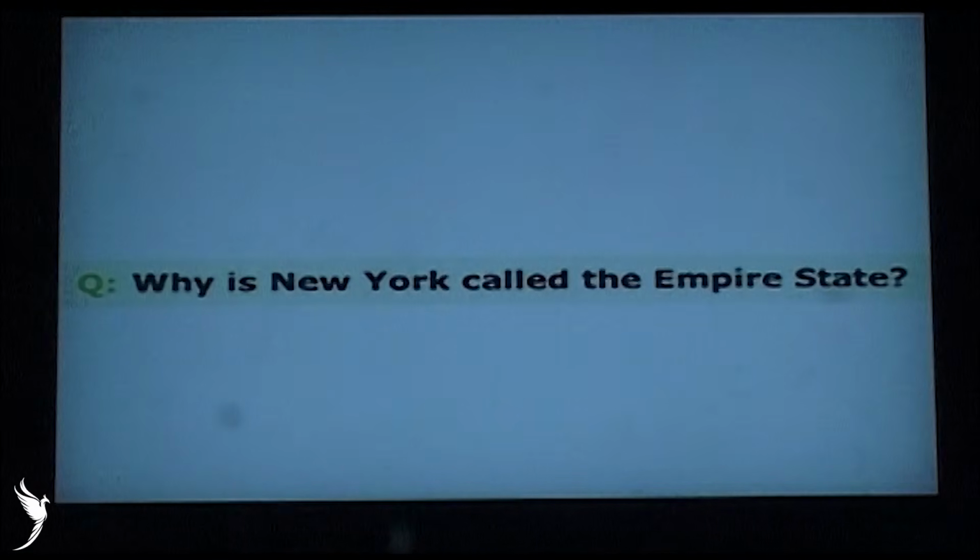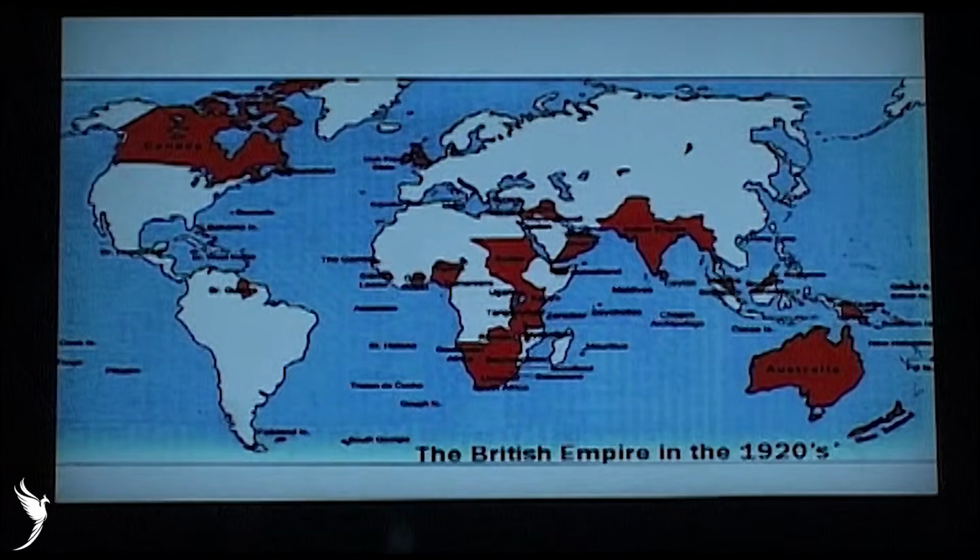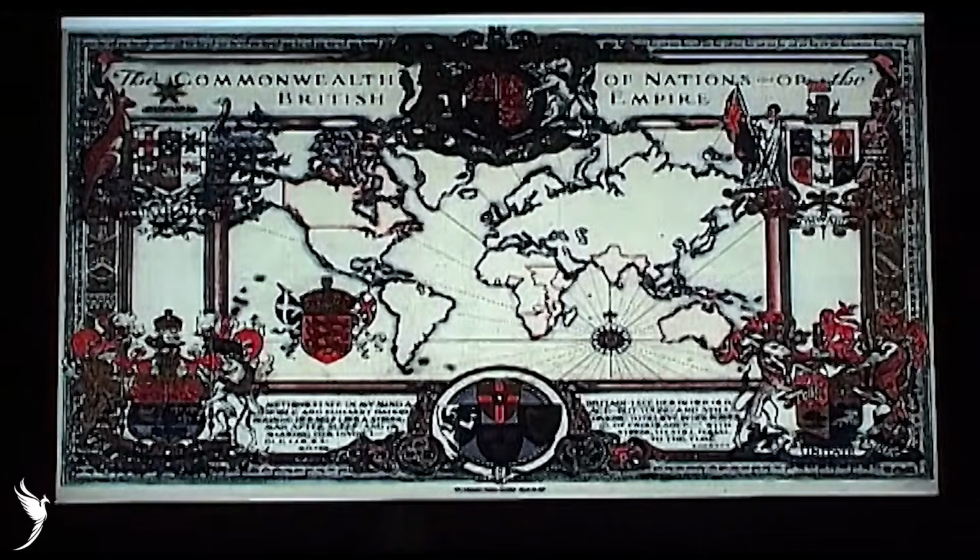Why is New York called the Empire State? Well, it's because of part of representing the British Empire. It's called the British Commonwealth of Nations, or the British Empire. When the Caesars of Rome went into Britannia, their seat of government for Rome in Britannia was in the city of York, England. So now we've got the Vatican backing the British monarchy and coming into York, England, but now we have it moving into America and to New York, the Empire State.